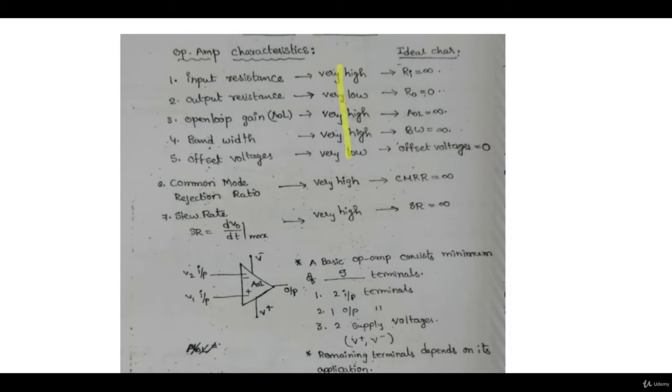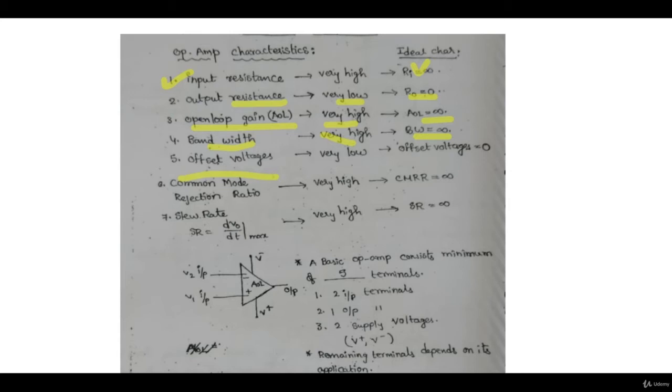Input resistance will be very high practically, and ideally it should be infinite. Similarly, output resistance should be very low practically, ideally it should be 0. Open loop gain should be very high, ideally it should be infinite. Bandwidth should be very high, ideally it should be infinite.